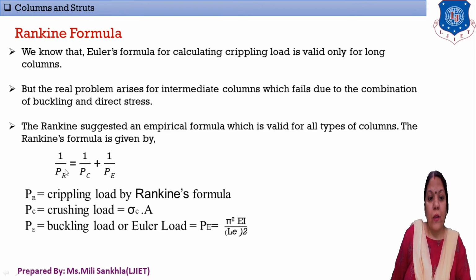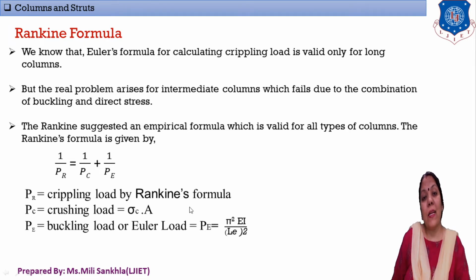Now the relation of this Rankine formula, that means Rankine load: 1 by PR is equal to 1 by PC plus 1 by PE. What is PC? PC is equal to our crushing load and PE is equal to the Euler load, and this Euler load is applicable for a long column. PR is known as our crippling load, or we can say that is our Rankine load. PC is the crushing load, and the equation of PC is equal to sigma C into A, because stress is equal to load divided by area, and if I make load the subject, then load is equal to stress into area.